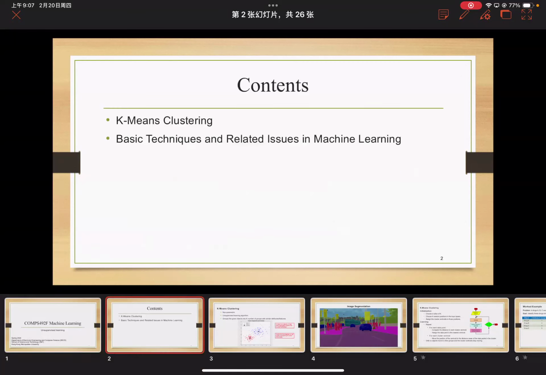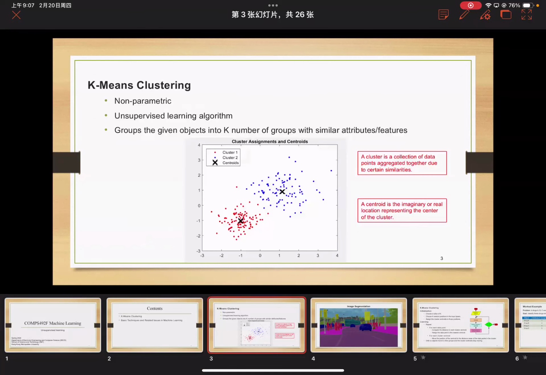So today we are going to talk about a very simple method of unsupervised learning, k-means clustering. And after that, we are going to introduce some basic techniques related to machine learning, okay? So if you look at k-means clustering, you might feel the name is very similar to k nearest neighbor. They both have a k here, okay? But the idea of them is totally different.